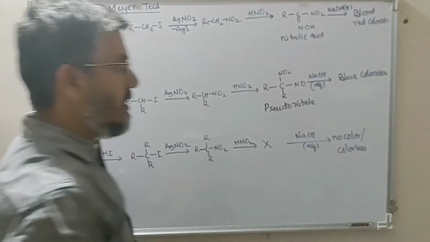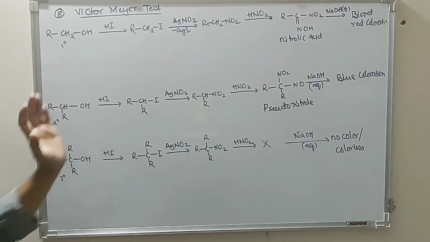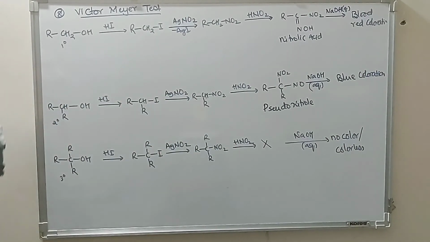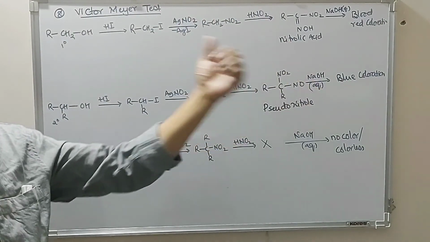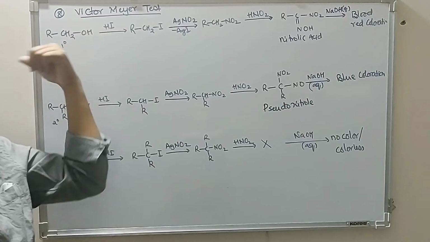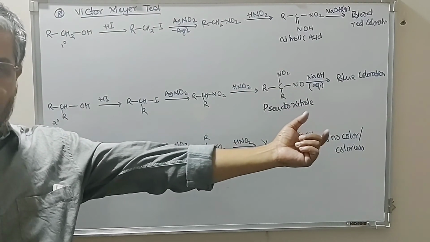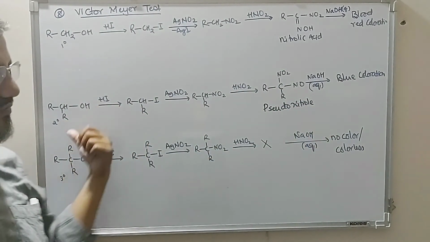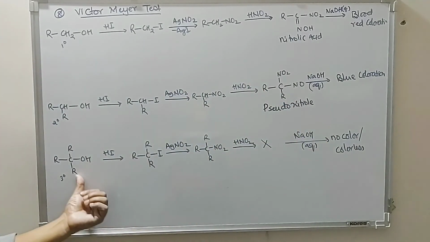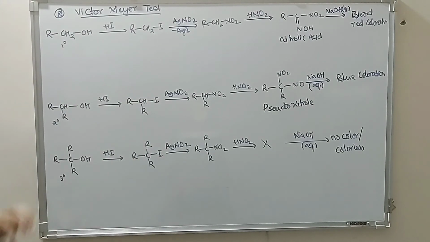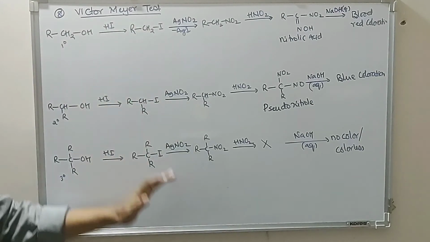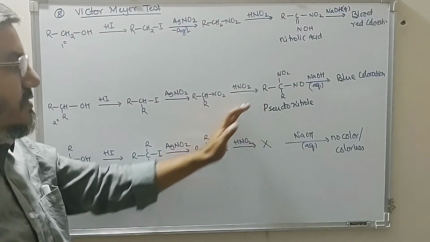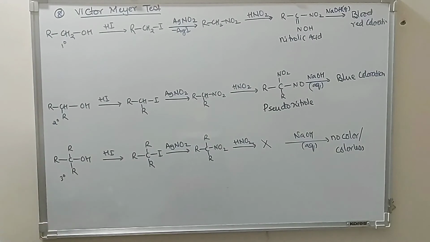So if we carry out this reaction sequence, if the sample of alcohol by this reaction sequence gives you a blood red solution, then the sample is primary. If the solution comes out to be blue in color, then the sample is secondary. But if the solution is colorless, then this is tertiary. So this reaction is a very useful method for identifying primary, secondary, tertiary alcohols, or primary, secondary, tertiary alkyl halides, or primary, secondary, tertiary nitroalkanes.